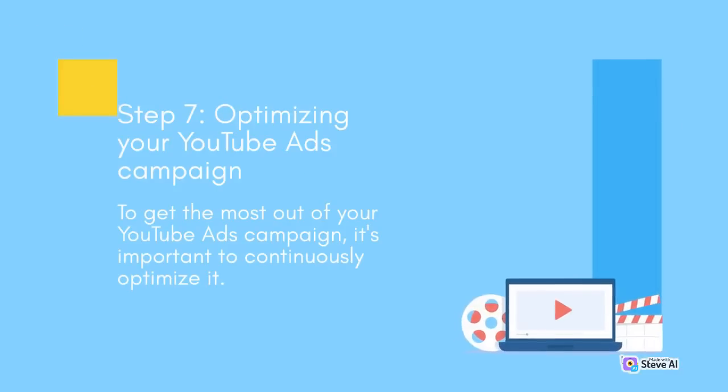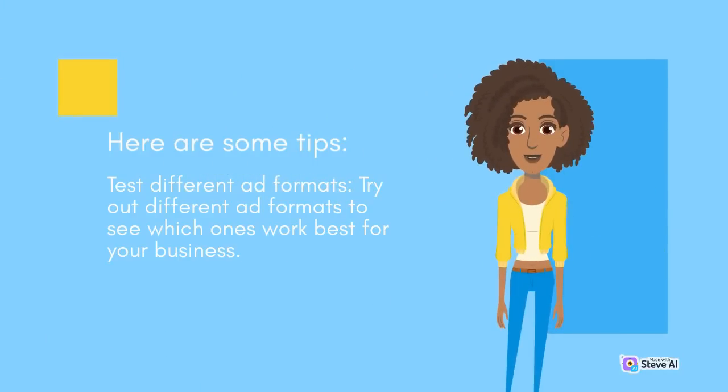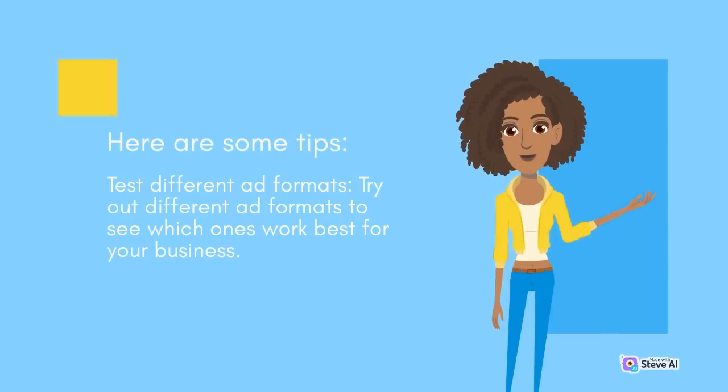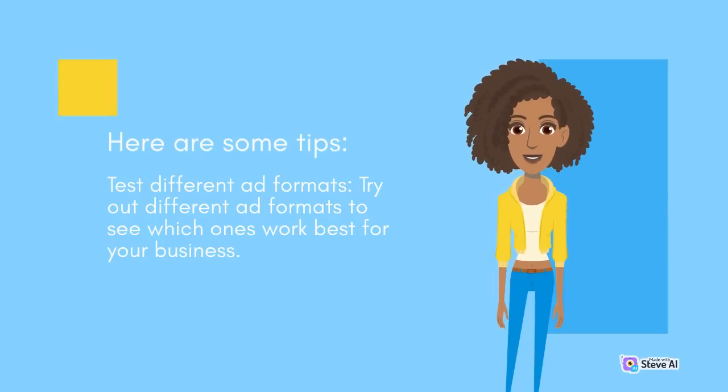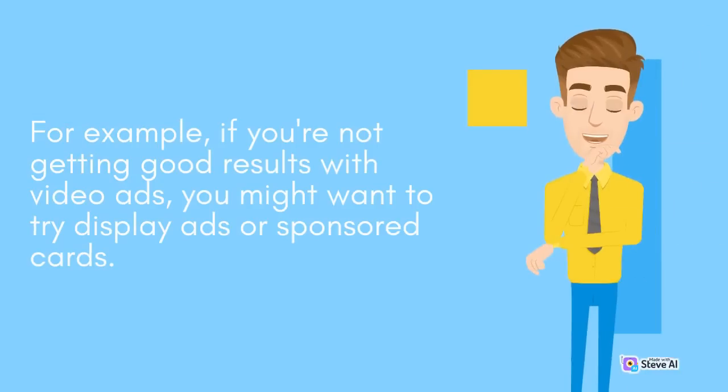Step 7. Optimizing your YouTube Ads campaign. To get the most out of your YouTube Ads campaign, it's important to continuously optimize it. Here are some tips. Test different ad formats. Try out different ad formats to see which ones work best for your business. For example, if you're not getting good results with video ads, you might want to try display ads or sponsored cards.